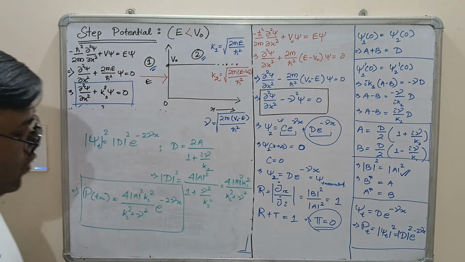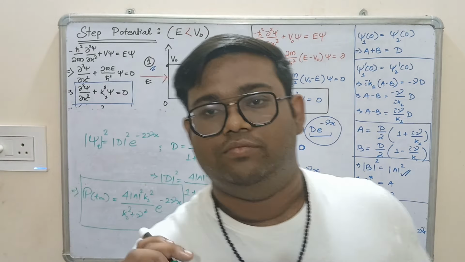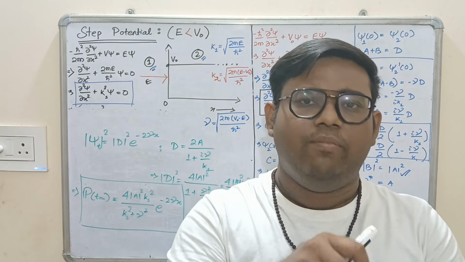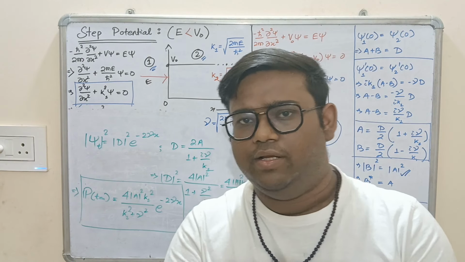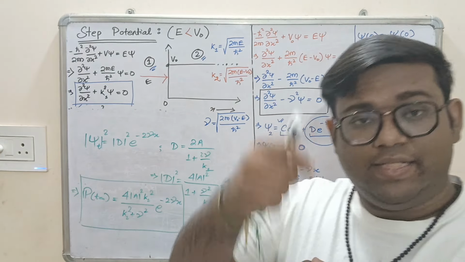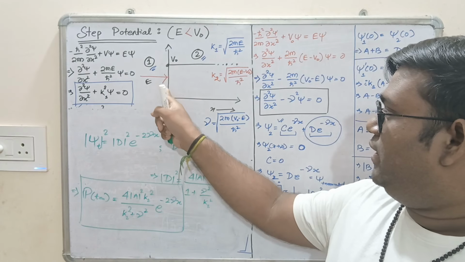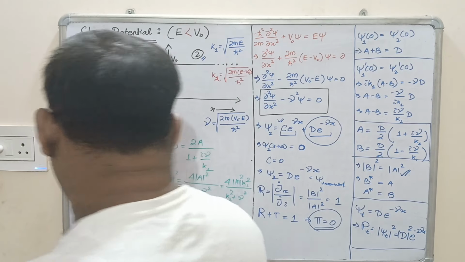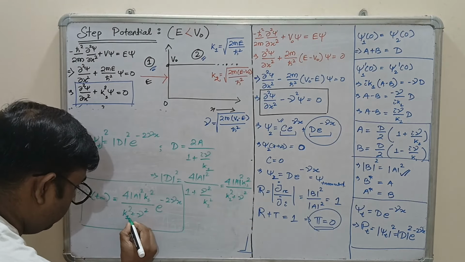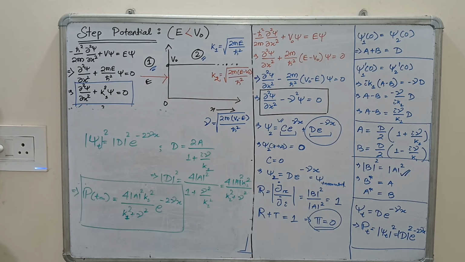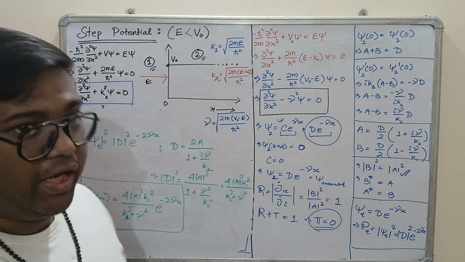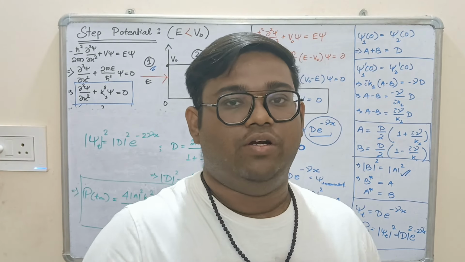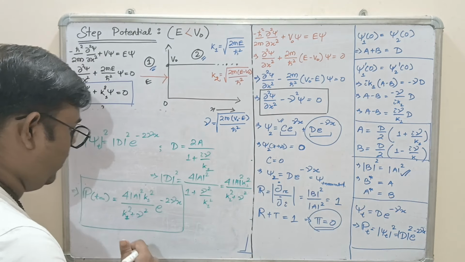Okay. Now what does this tell you? This tells you that the probability density of finding the particle inside this is not non-zero. Again, it is not non-zero. It depends on the energy of the particle.